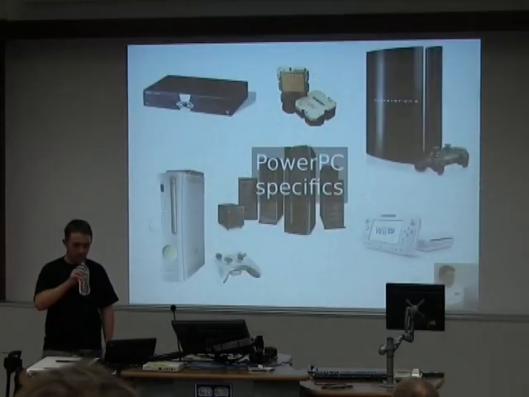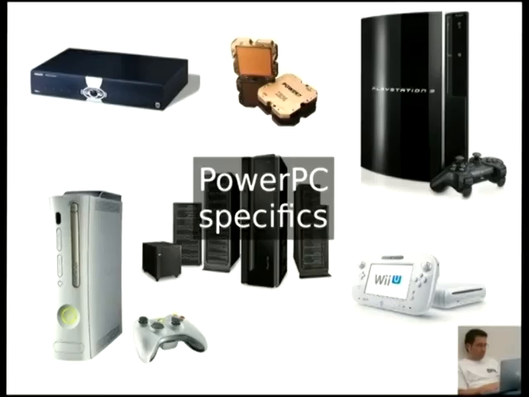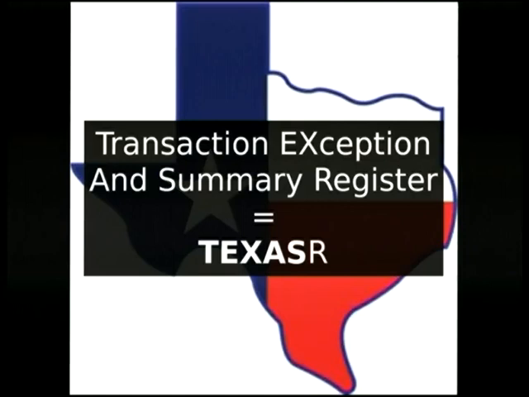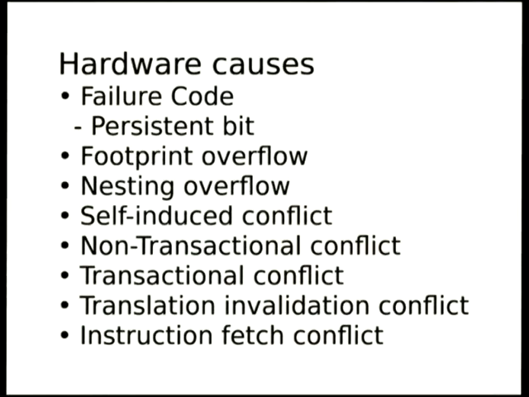So PowerPC specifics. Again, abort codes. We have this register, the transaction exception and summary register, which gives you a good idea of where this processor is developed. And we have a bunch of hardware causes. So there's a failure code with a persistent bit. We have a persistent bit instead of a transient bit. This is, again, a best guess by the hardware to say, we think this is persistent. If you try again, it ain't gonna work. Footprint overflow, nesting overflow, self-induced overflow. You did something dumb, like you did a pause or something like that.